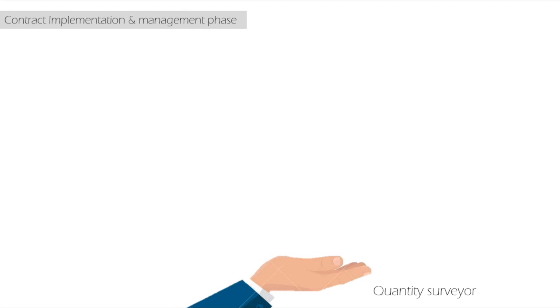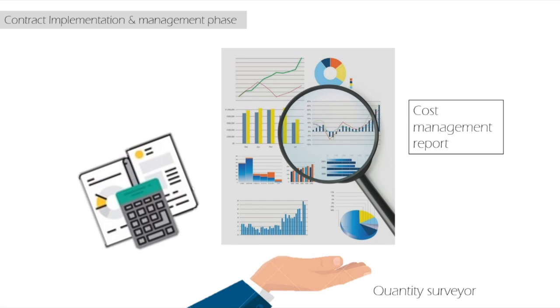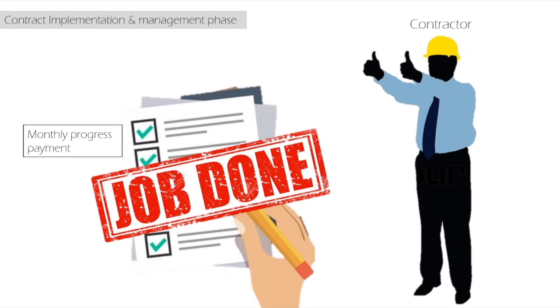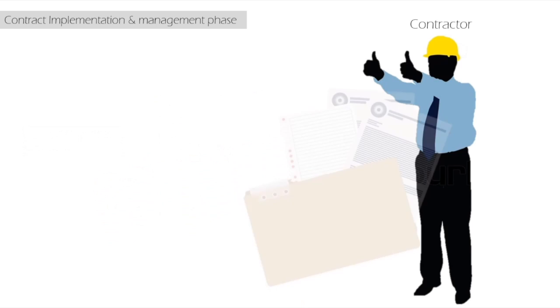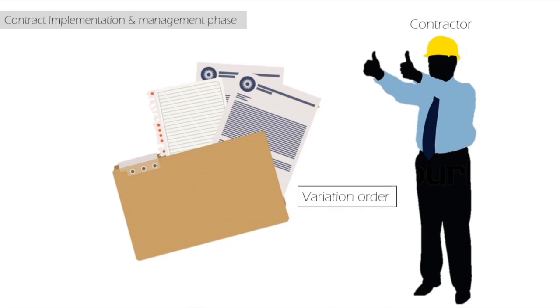Meanwhile, the quantity surveyor will produce a cost management report periodically to identify all the changes affecting the cost and suggest measures to ensure the construction project is within the budgetary limit. The contractor has to ensure all works are completed according to schedule and prepare monthly progress payments. He also needs to prepare variation orders if there are any changes that occur during the construction.